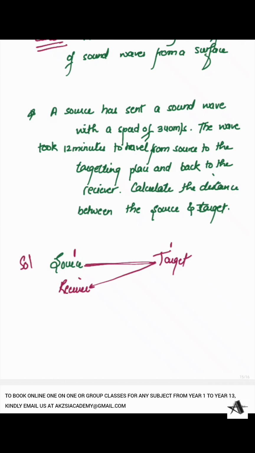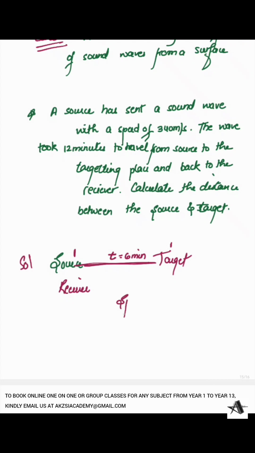Let t be the time taken. The same time will be taken on return, because it's not making any triangle or hypotenuse. It's simple that the wave will travel back like this ultimately, so it will travel the same distance in the same time. So t will also be the time for the return of the wave. If the total is 12, then for the distance between source and target the time will be 6 minutes, because 12 minutes is the total time from source to target and back to the receiver. Only from source to target is half, that means 6 minutes.